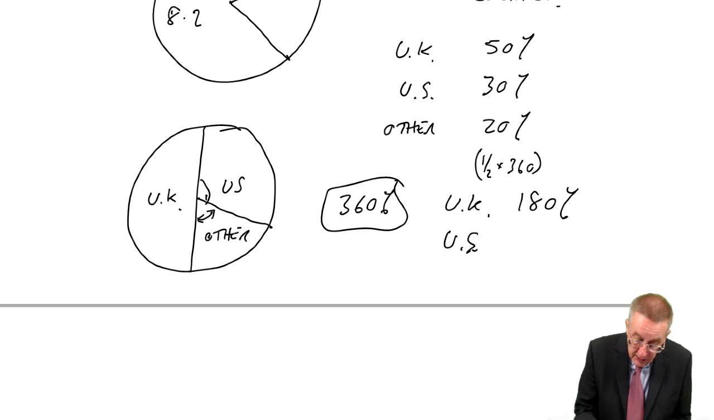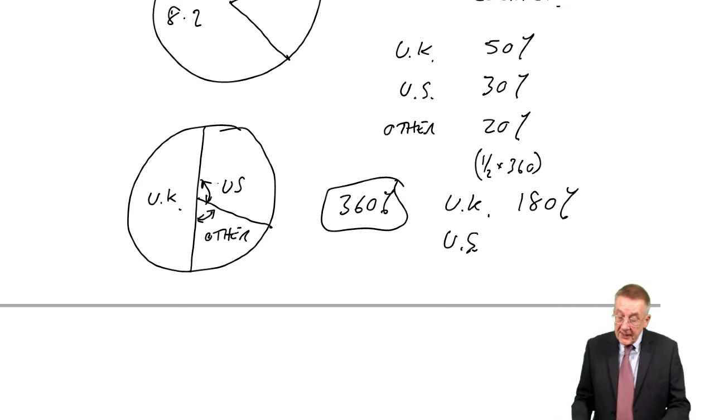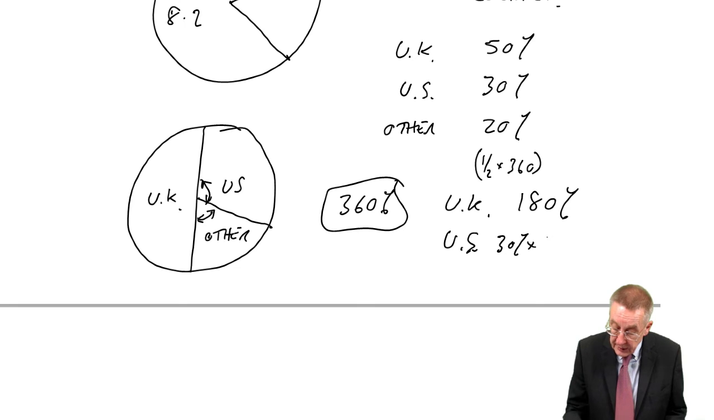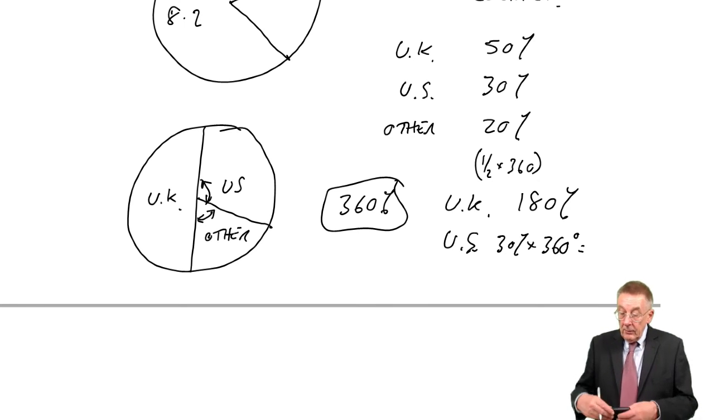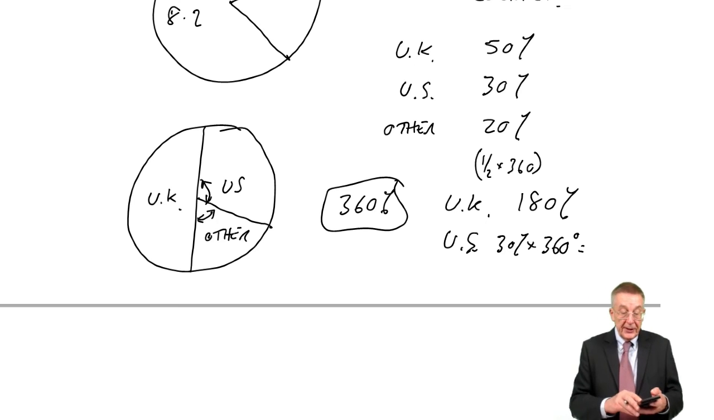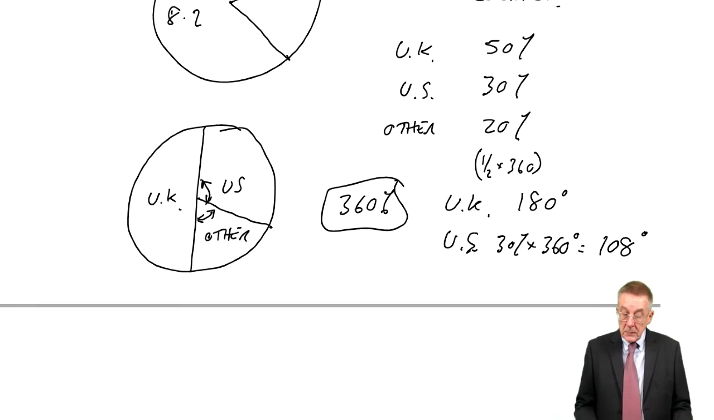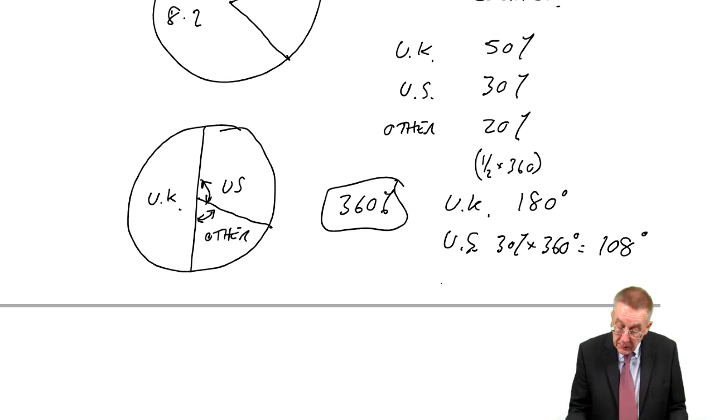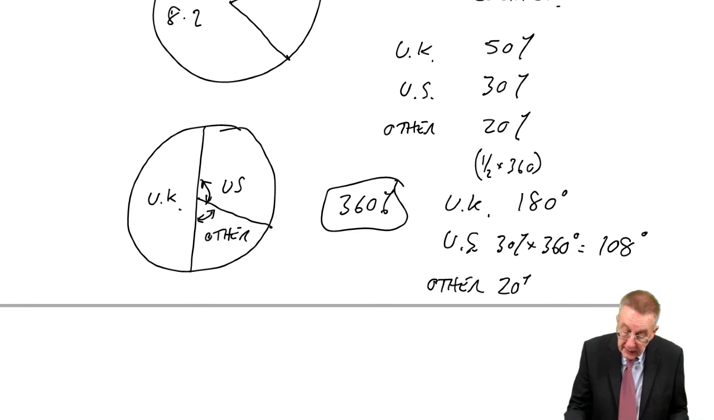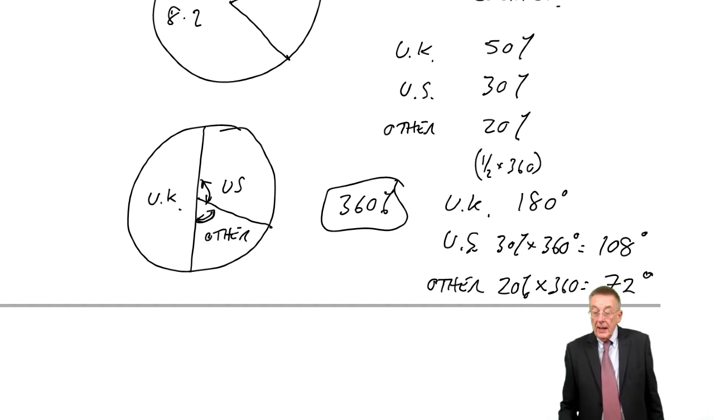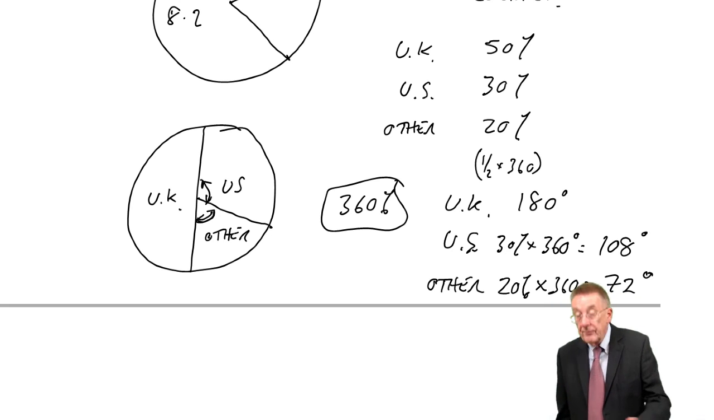What's the angle for the US? Well, they're 30% of the total, so it'll be 30% of 360 degrees, which, I should have chosen nicer figures, but 30% of 360. So the angle would be 108 degrees. And finally, what about other? Well, they're 20% of the total, so the angle would be 20% of 360, which is 72 degrees. And in total, what do they add up to? 180 plus 108 plus 72, they add up to 360.